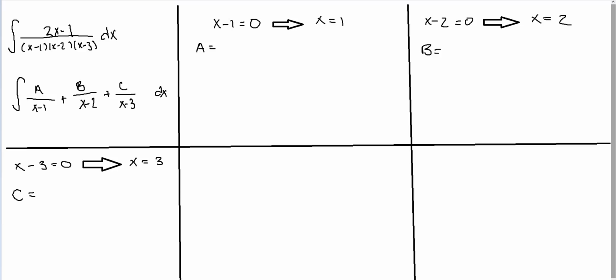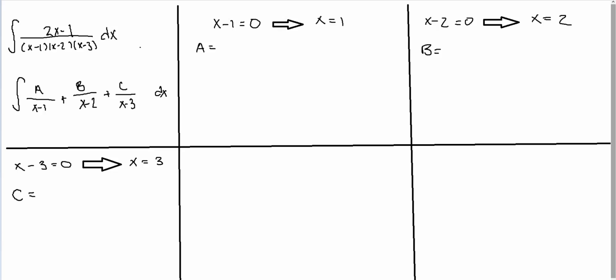So here we have the example, the integral of (2x - 1) over (x - 1)(x - 2)(x - 3) dx. Now that looks very convoluted, if not challenging. So the first step we're going to do is break this up into three functions: A over (x - 1) plus B over (x - 2) plus C over (x - 3) dx.